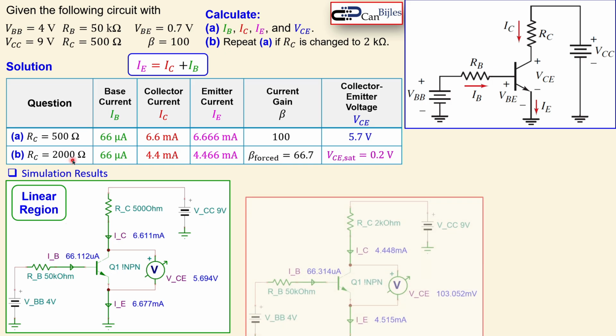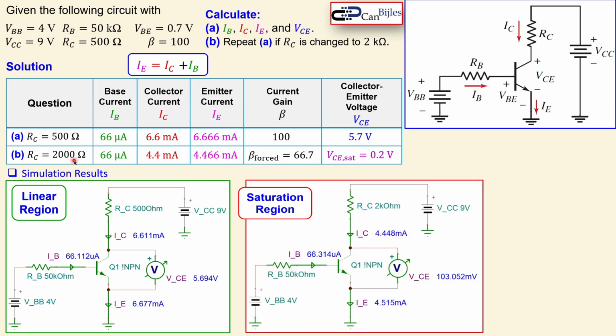The next situation is for the saturation region of operation. Now you can see the collector current has changed a little bit, but it is still very close to 66 microamps. The collector current is indeed approximately 4.4 milliamps, 4.45 actually, so a small error there. The RC is changed from 500 ohms to 2 kilo ohms, everything else is the same, only this one has changed. You can see it's 4.5 milliamps here.